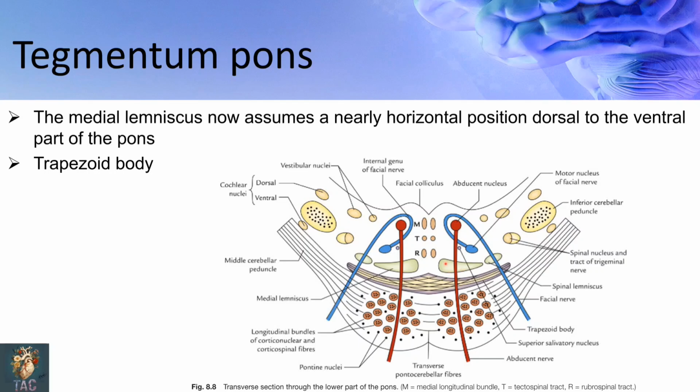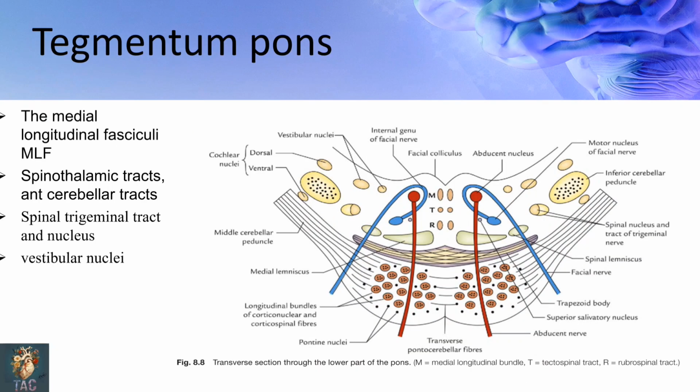The medial lemniscus, as I have told you, assumes a more horizontal position, and it is present just dorsal to the ventral part of the pons. So this is the ventral part of the pons and it is present just dorsal to this, and also the trapezoid body is present. Then the medial longitudinal fasciculus, I have told you, the corticonuclear fibers after relaying on the different cranial nerve nuclei form the medial longitudinal fasciculus. Then the spinothalamic tract and the anterior spinocerebellar tract are present at their position, along with the spinal nucleus and tract of the trigeminal nerve, and the vestibular nuclei which are present.